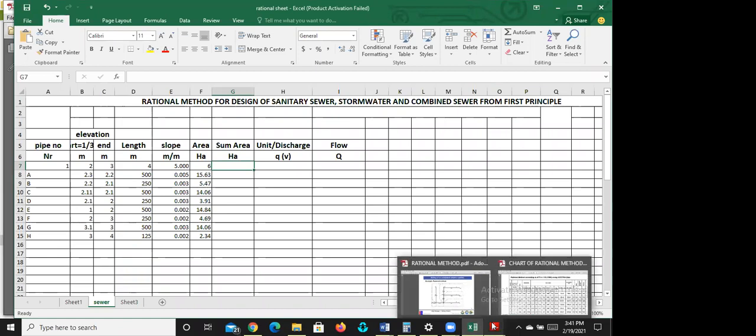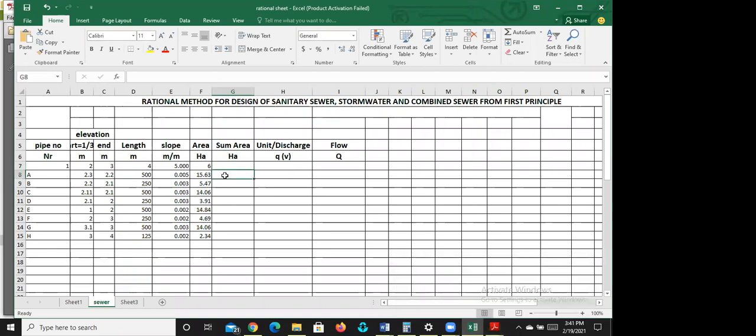If there's any question, please ask me. So here, the summation of A, the area of A is 15, it's the same number, 2.63. But when it comes to B, it becomes equal to A plus B. But for C, C does not have upstream. So C becomes C.